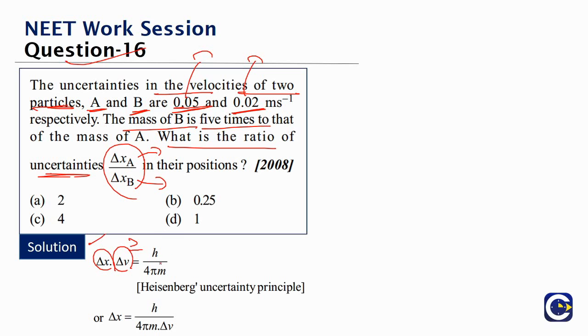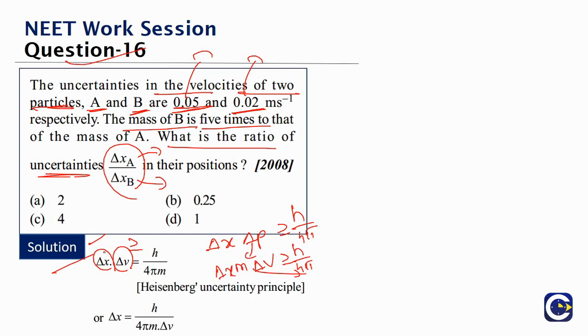Greater than or equal to h by 4 pi m. Actually, the original formula will be in terms of delta X and delta P. Delta X and delta P will be more than or equal to h by 4 pi. Since the mass of the particle is given, delta P can be written as what? Mass times delta V. So mass times delta V will be greater than or equal to h by 4 pi. So the m can go to the other side, the denominator. So this is the formula we will have in terms of the uncertainty in the position and velocity.